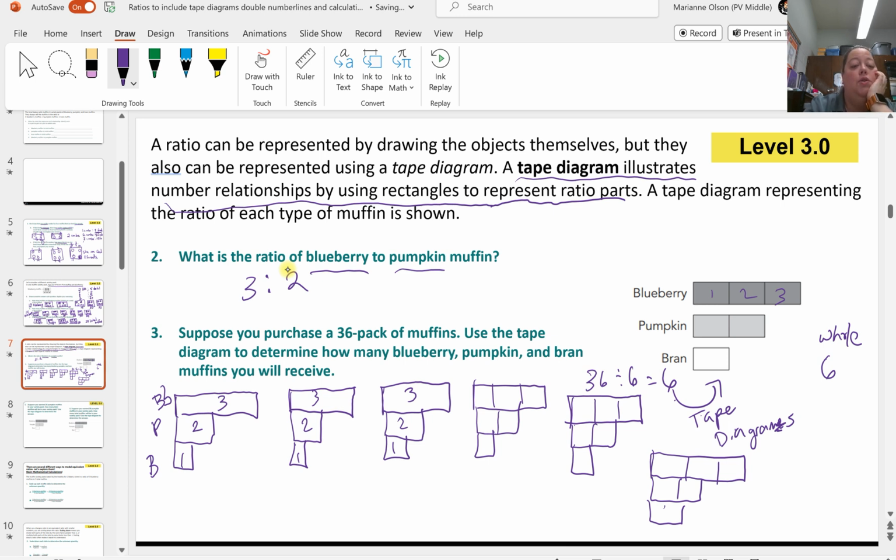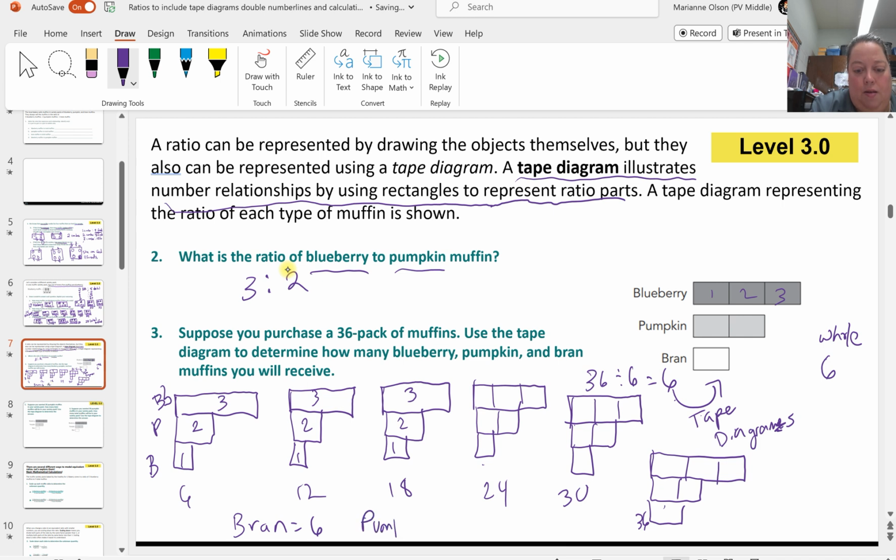So 1, 2, 3. That's 6, 12, 18, 24, 30, 36. All right, and I just counted by 6s. Now it's asking me how many of each one there is. Man, I'm running out of room. So I would say there are, let's do bran first. Bran equals 6.